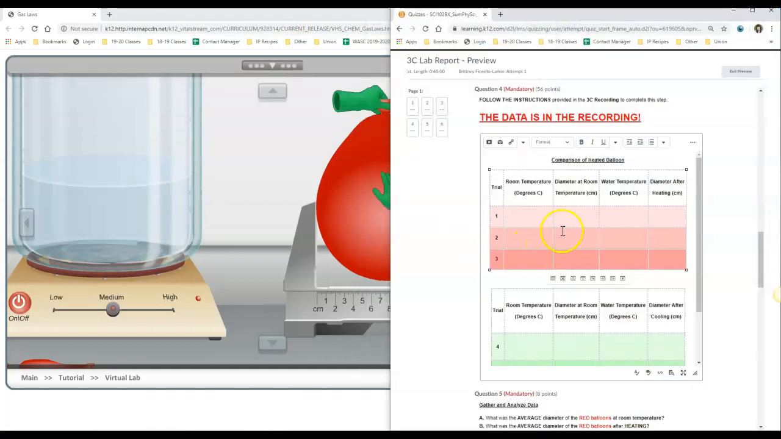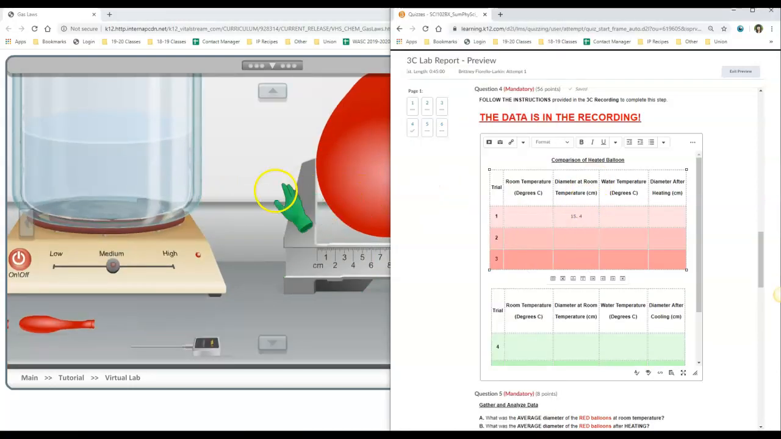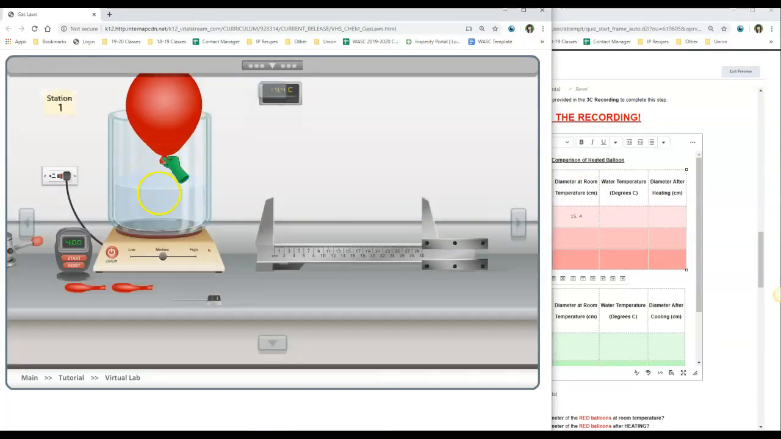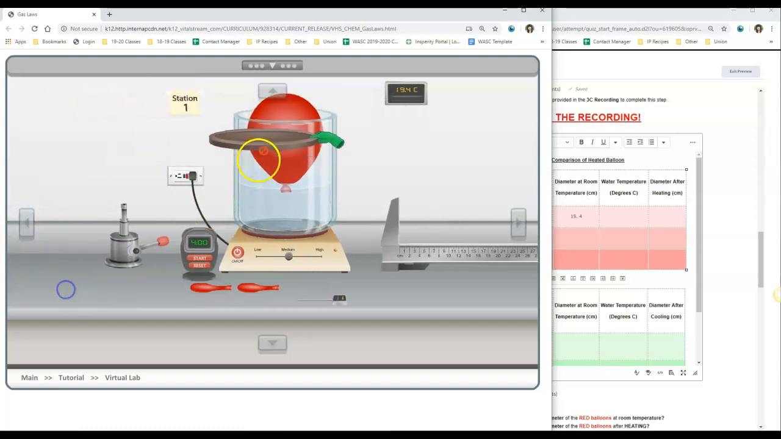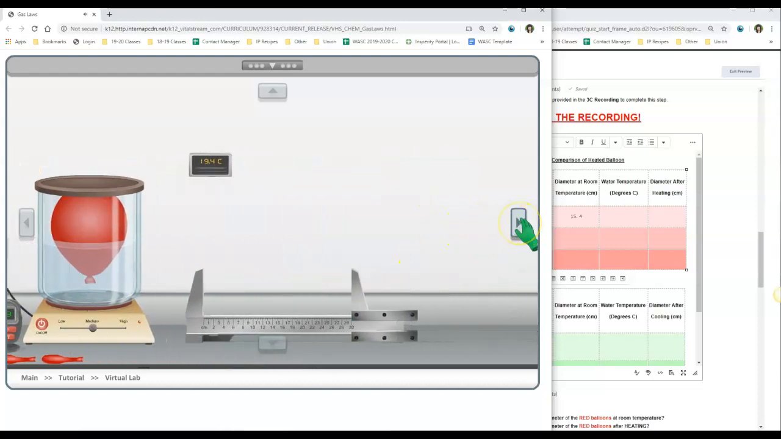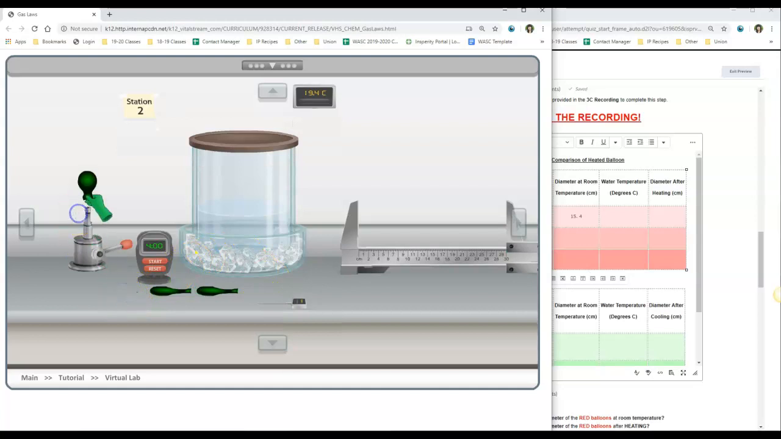So let me fill this in. Again, you should already have room temperatures completely filled in, and the water temperature for the hot balloon filled in, but now the diameter at room temperature is going to be 15.4. Okay, so now we're going to drop this into our tank, put the lid on, press start and wait for 4 minutes. While I'm doing that, I'm going to set up the cold balloon as well. So I'm going to grab this balloon and blow it up.